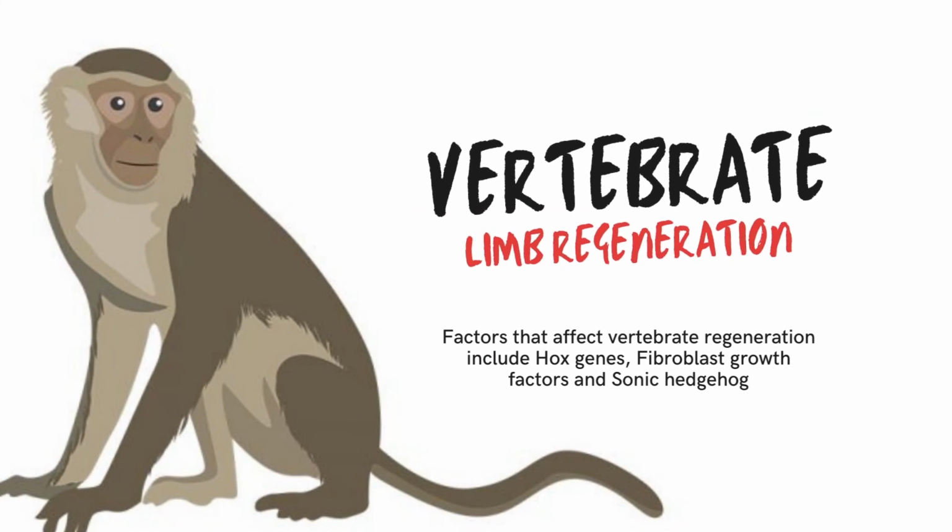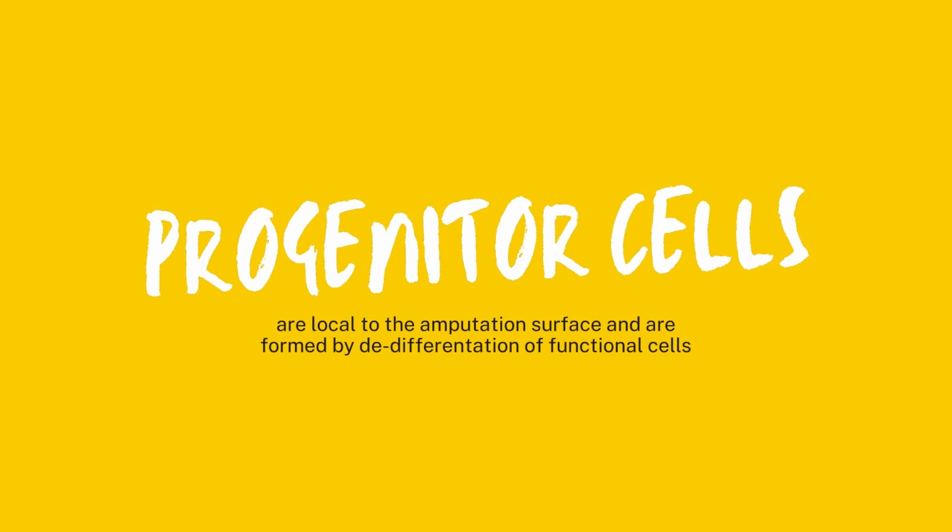And for the vertebrate limb regeneration, it occurs in 2 to 3 weeks in larvae and a few months in adults. Factors that affect vertebrate regeneration are Hox genes, fibroblast growth factors, and sonic hedgehog. Its source cells are called progenitor cells, which are local to the amputation surface and are formed by dedifferentiation of functional cells. Neurotrophic factors are mitogenic factors released by the nerves that are required for the growth of the blastema.